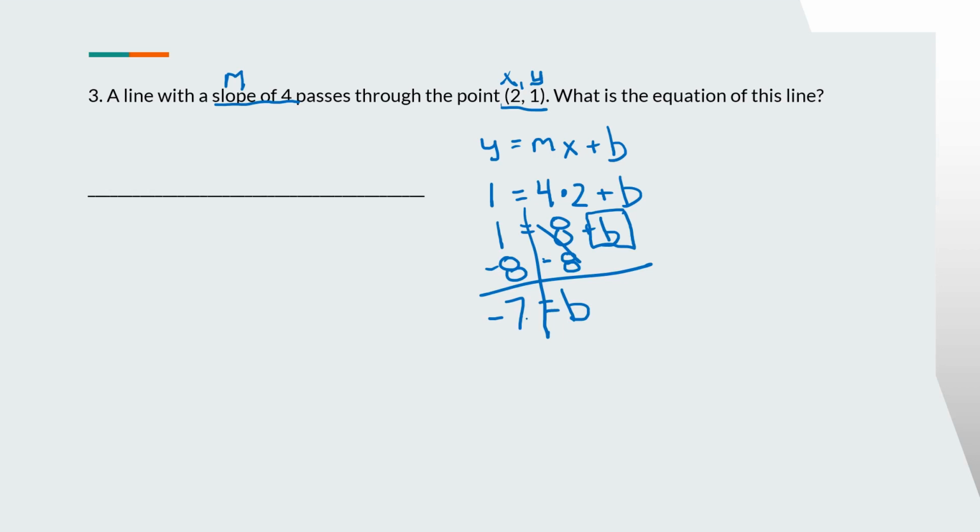It's negative 7. So now I know that y equals, m is 4, they gave me that, x, and now it's plus b, but since b is negative 7, all I got to do is write negative 7. So y equals 4x minus 7.